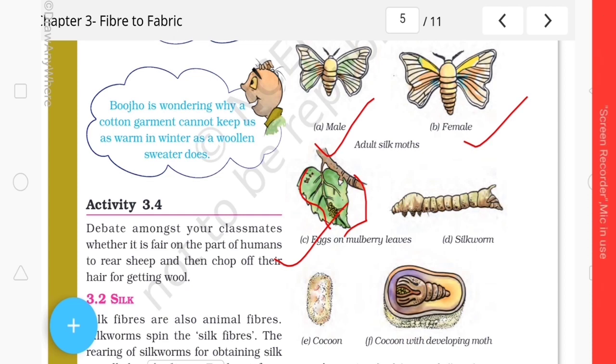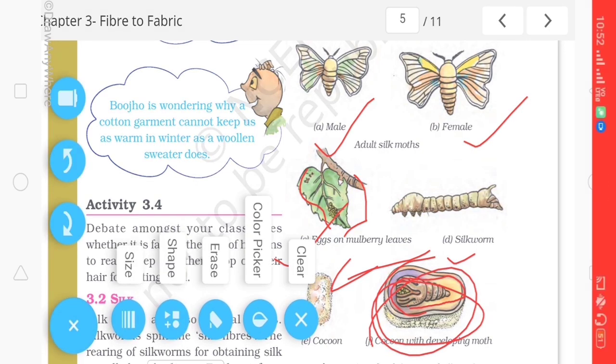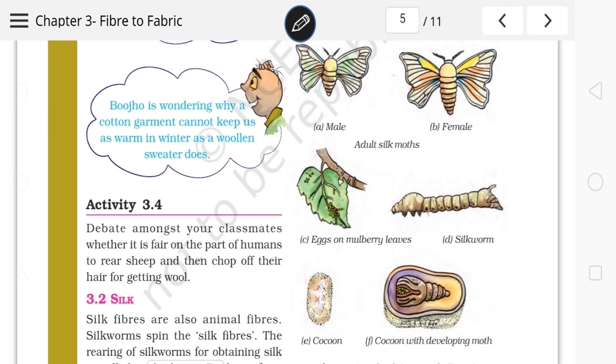And then from these eggs we get the silkworm, which we are calling larvae. Then it will come to the next stage, which is a pupa inside the cocoon. See, the image is shown, cocoon with developing moth, and inside we can see the pupa, okay. Students, I hope you must have understood the life cycle of a silk moth.